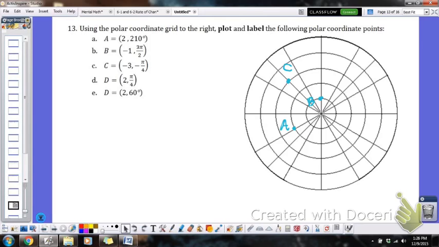D is at (2, pi over 4), so radius of 2, angle measurement of pi over 4. So my pi over 4 line is right here. I need to go out 2 spaces, putting me right here. That is point D. My last point is E, which is 260 degrees. My 260-degree line is right here. And I need to go out 2 spaces. So out 1, 2. Putting point E right there.